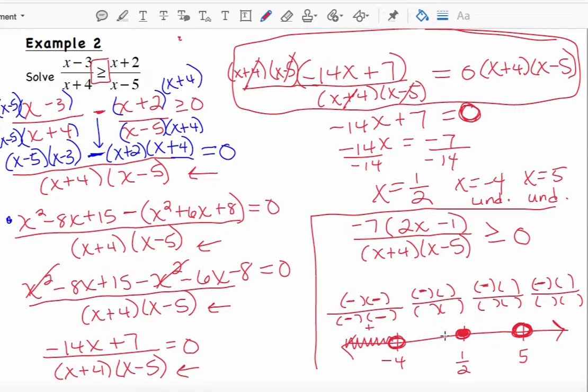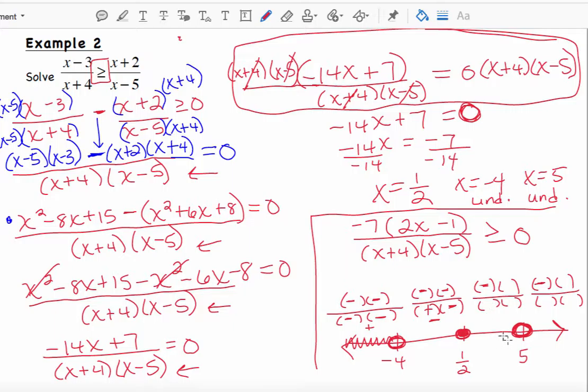Okay, in the second zone, I'm just going to try 0 because 0 is nice to plug in. And so when I plug in a 0 for the top right factor, I get a negative result. When I plug in a 0 on the bottom left, I get positive, and bottom right, I get negative. Overall result is negative, and that is going to be false. So negative is not greater than or equal to 0.